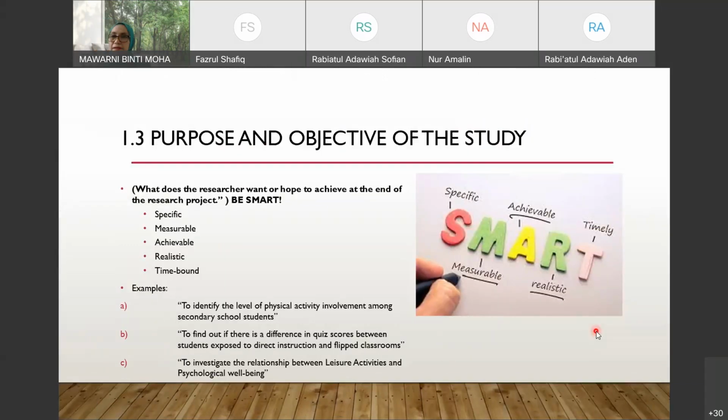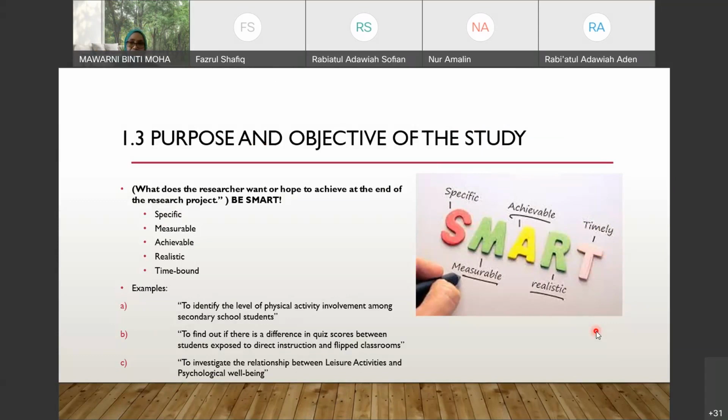Okay, Nadira, let me read the question. Thank you. Nadira asks, if my research objective is to determine the effects of online tasks on students' mathematics performance, is it acceptable? Yes, it is acceptable. So that is specific. Okay, thank you for the question.